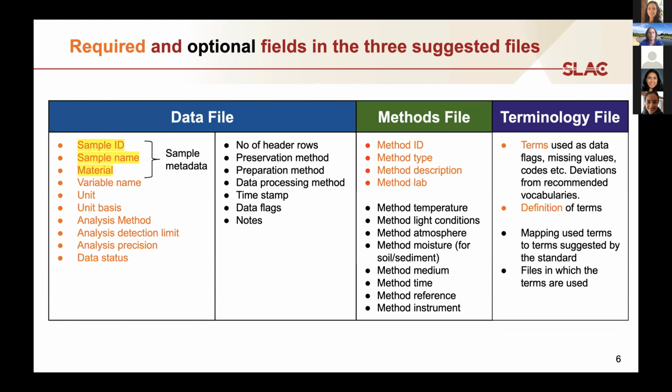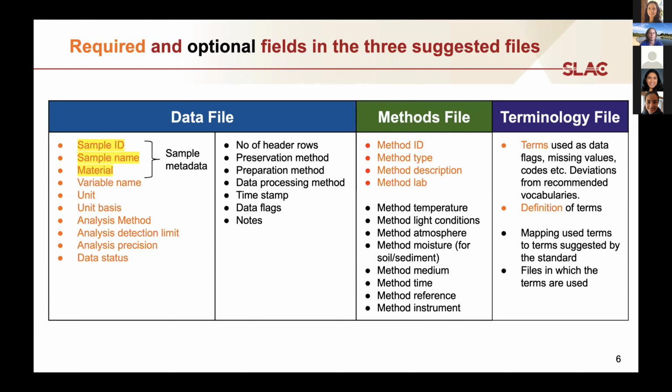And so this is an overwhelming overview, but just like Amy, I'm showing here all of the required fields in orange, and then the optional fields are in black. And in this case, the data file is going to be the one that has the most fields, just because there is a lot of metadata that needs to be packaged up with the data, so it doesn't get separated from it.